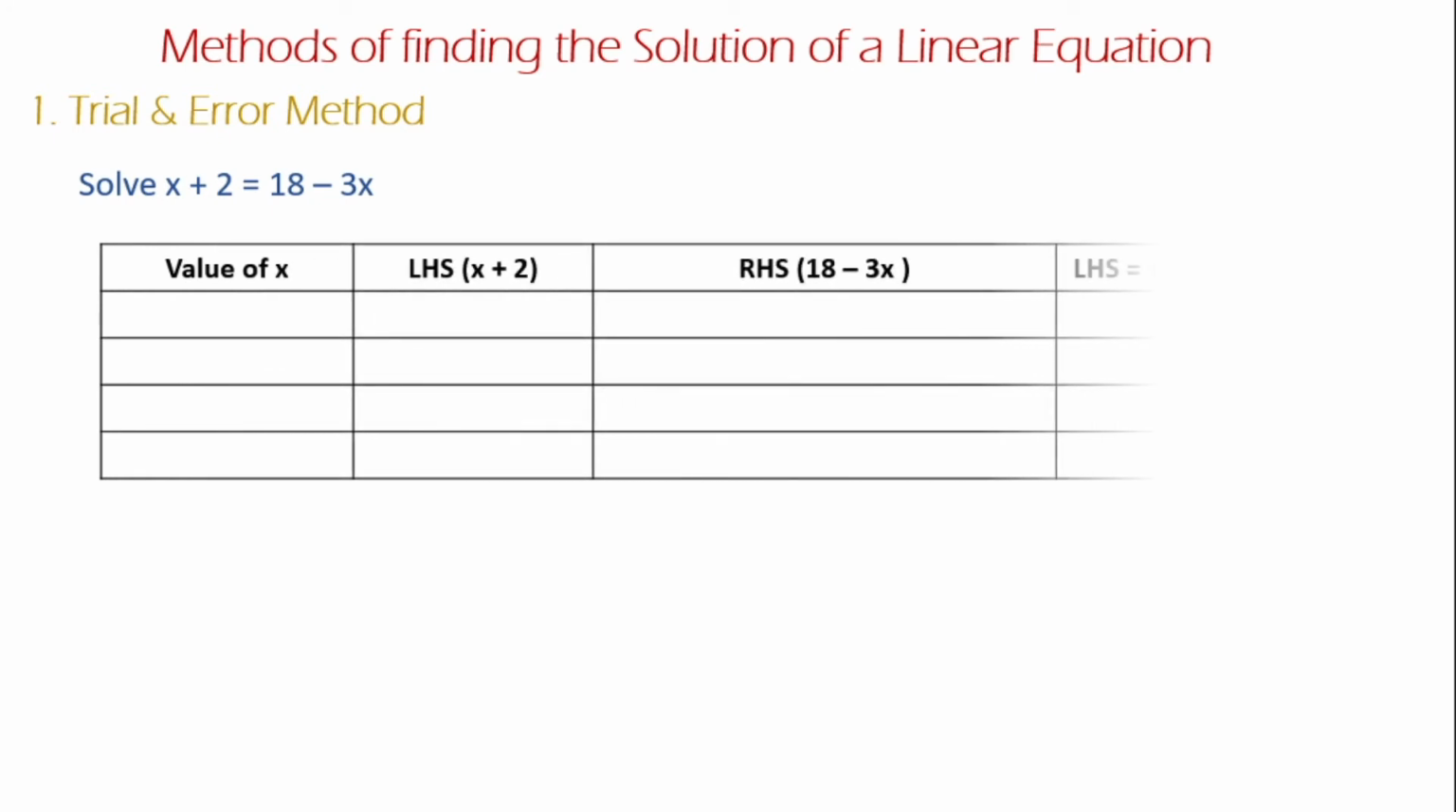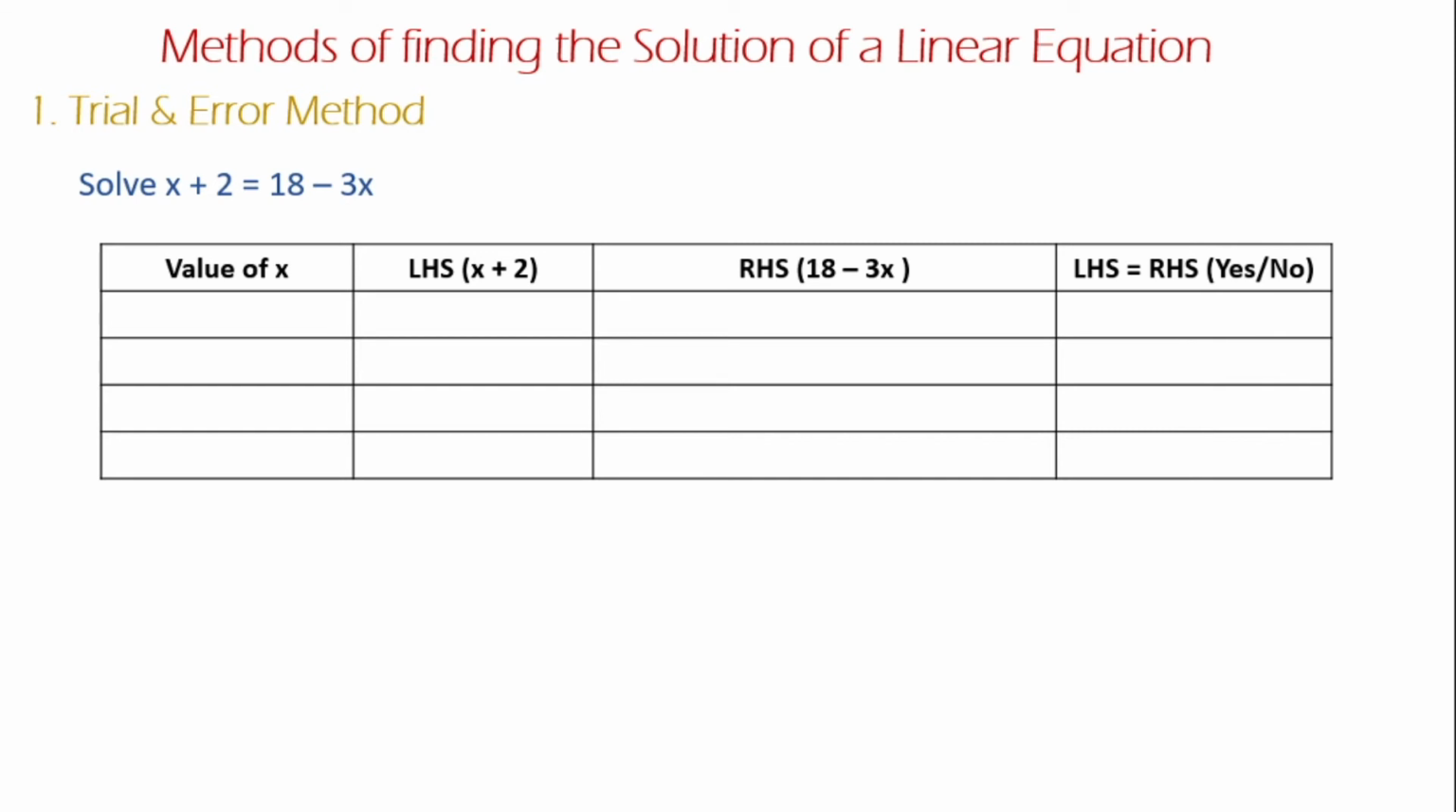In this method, we will substitute different values of x in the equation to get the left hand side and right hand side. And if the left hand side is equal to the right hand side, then that value of x is the solution of the given linear equation. When you put x equals 1, you will get 1 plus 2 in the left hand side, which is equal to 3. And when you put the value of x in the right hand side, you will get 18 minus 3 into 1, which is equal to 15. So when you substitute x equals 1, you will get 3 on the left hand side and 15 on the right hand side. So it is very clear that the left hand side is not equal to the right hand side.